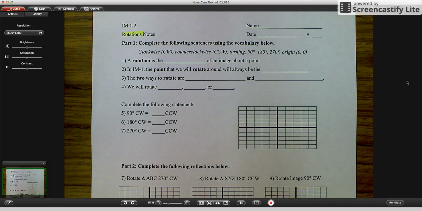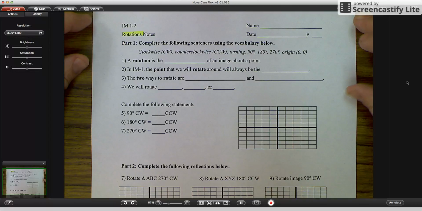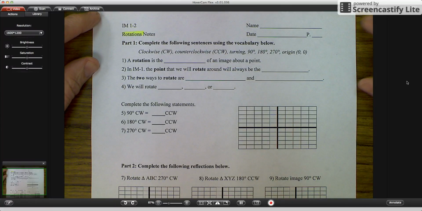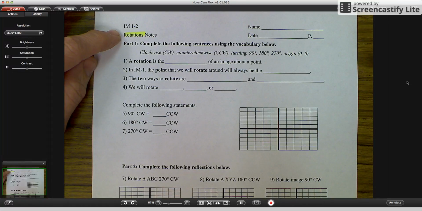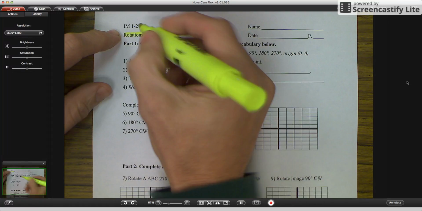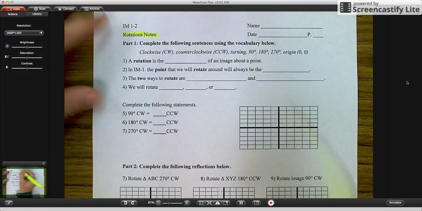Welcome back. And we are going to start today with our video on our final transformation. And the final transformation is called rotations. Okay, so we're moving into rotations.